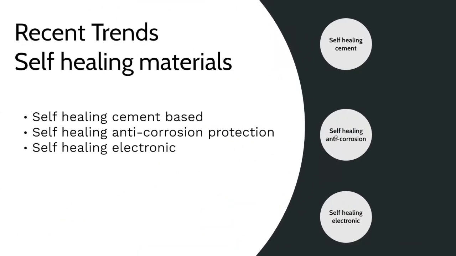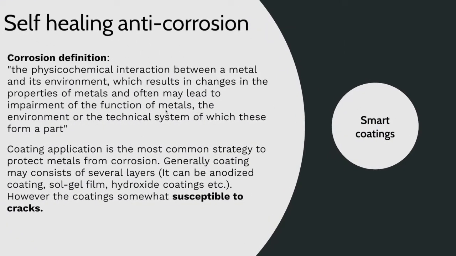And this is for the corrosion. Okay. So by definition, corrosion itself is the physical-chemical interaction between metals and the environment, and the result is the metals having impairment of their function. Sometimes losing the functionality. And how to prevent corrosion? The general solution is applying coatings.